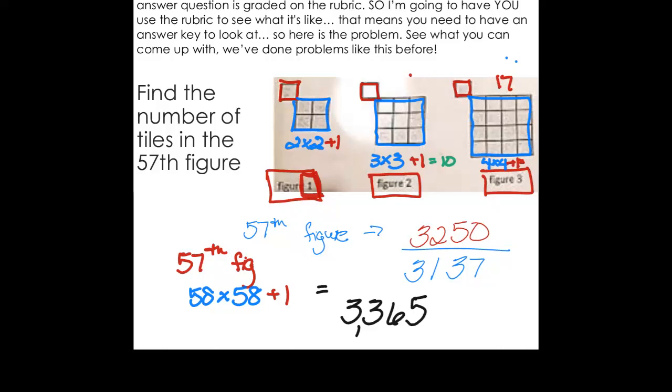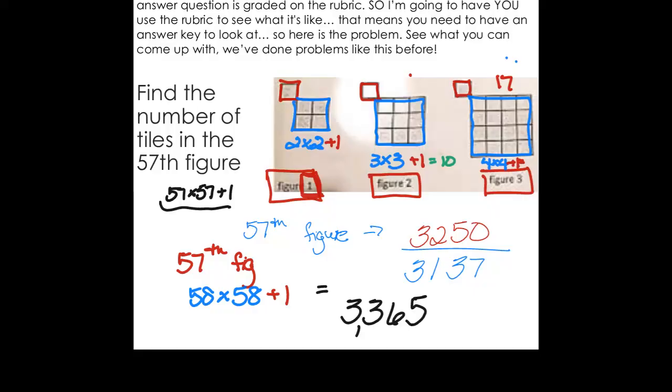What she did, she didn't do that plus 1. She just took 57 times 57 and added 1. Okay? So she had a good concept, and she had an answer that followed from her concept.